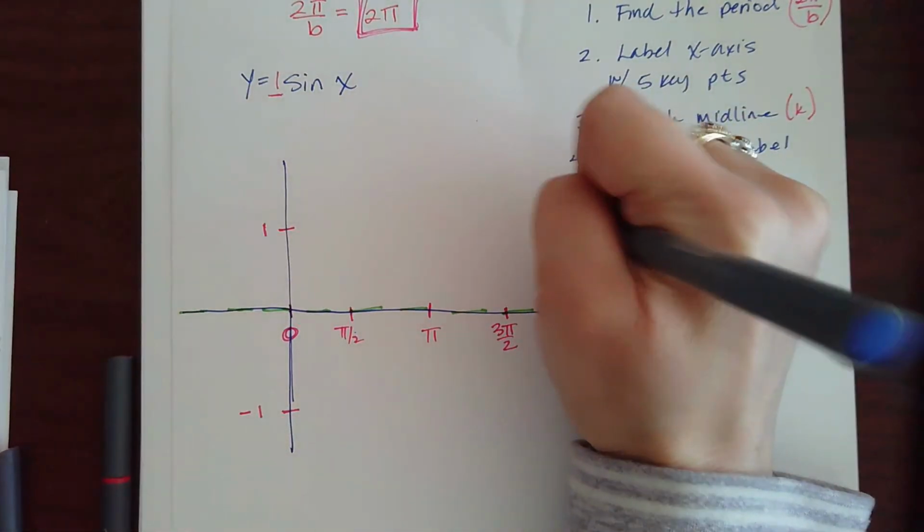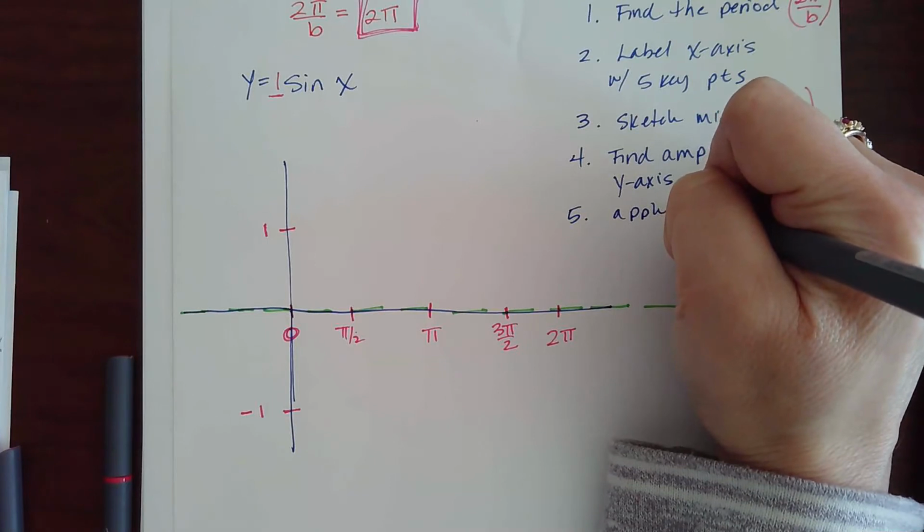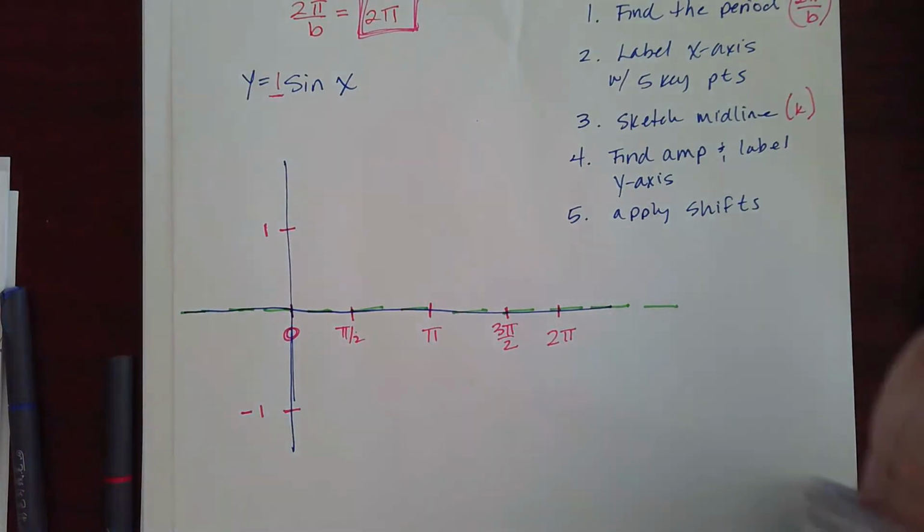All right, number 5, apply any shifts. So we haven't done those yet. That would be if you have an h or a k value.